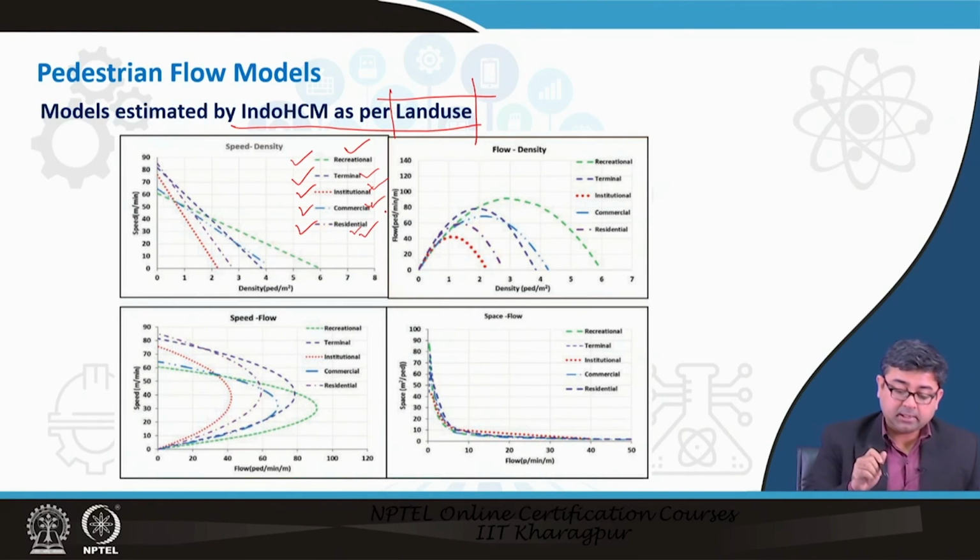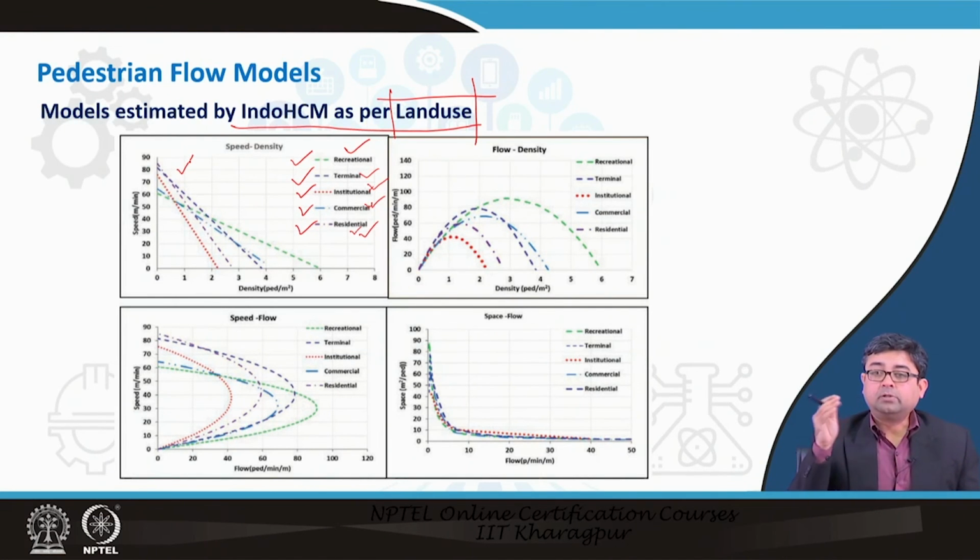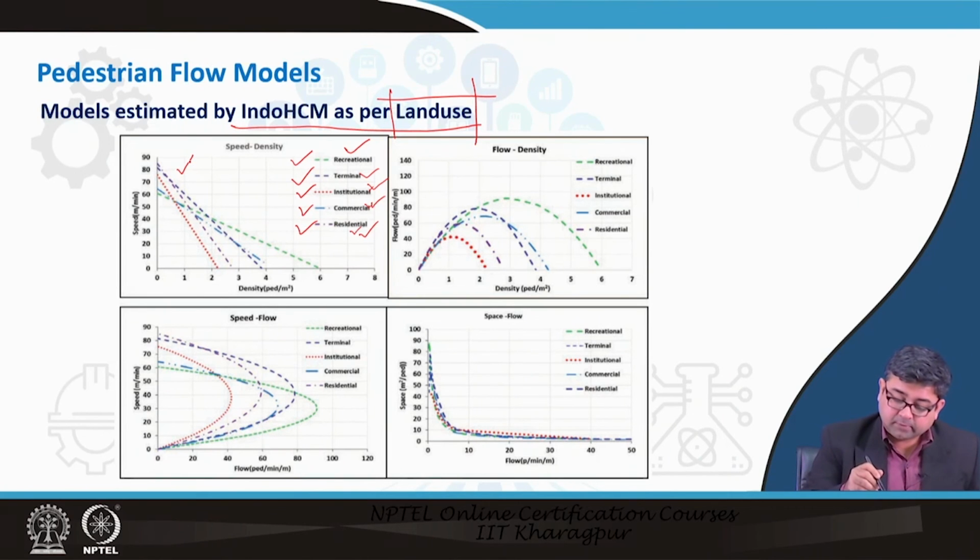So, it has been seen that people behave differently, right. We showed you earlier also, if you are a student versus if you are a shopper versus if you are a commuter, your behavior is different. Furthermore, it has been found that if the sidewalk is along different types of land uses, people behave differently, right. So, you see that the green one, which is the recreational model, sorry.